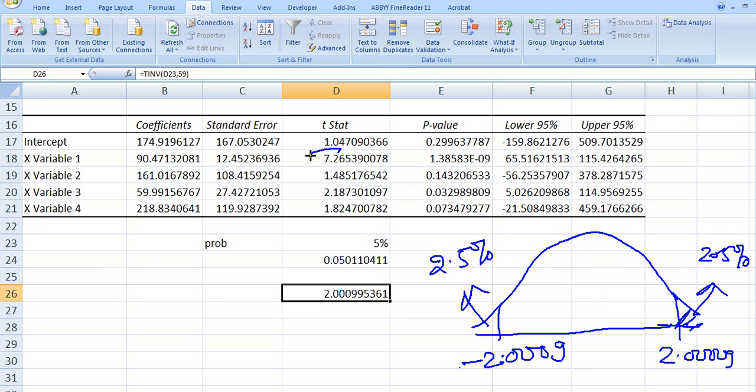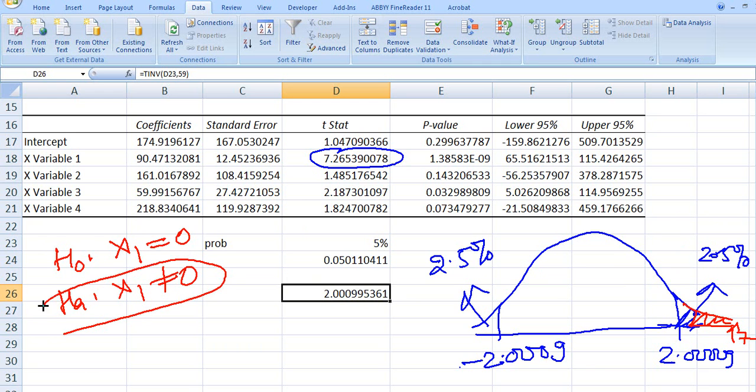Next I have to see where this value is standing. If you see over here, it is standing somewhere around 7, which is away from 2. So that means it is in this area. We can say that it is a rejection of the null hypothesis. The null hypothesis was whether x1 is equal to 0, and the alternative hypothesis was x1 not equal to 0. So we will reject the null and go with the alternative. So x1 is not equal to 0, and I can rely on this coefficient of x1 over here. That is the idea, right?